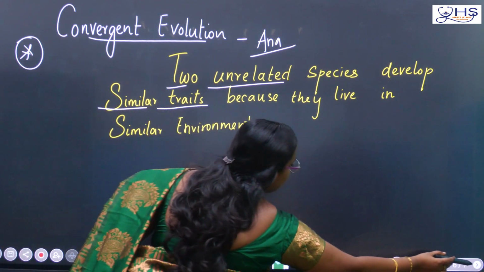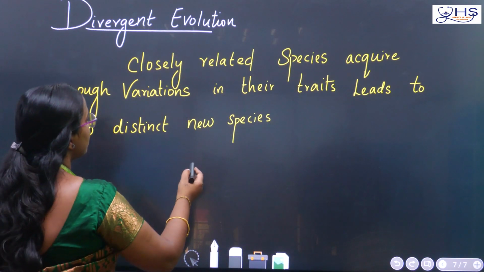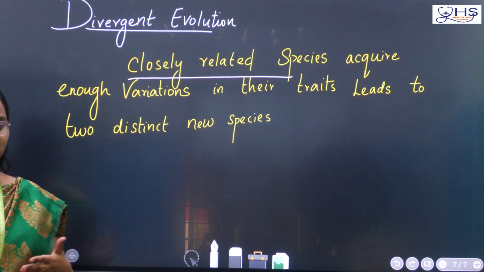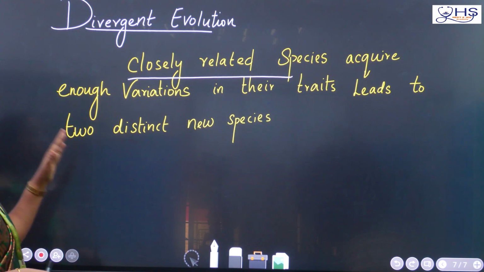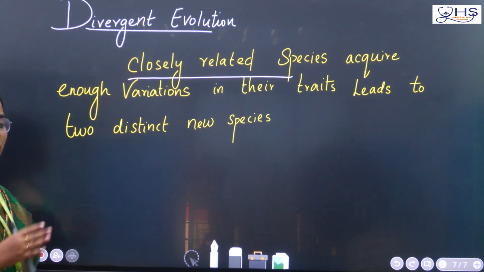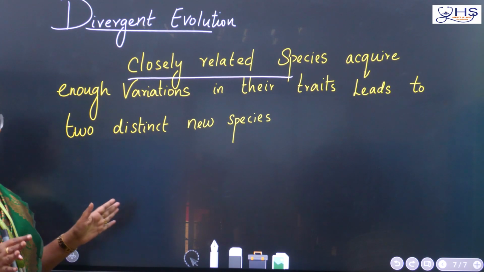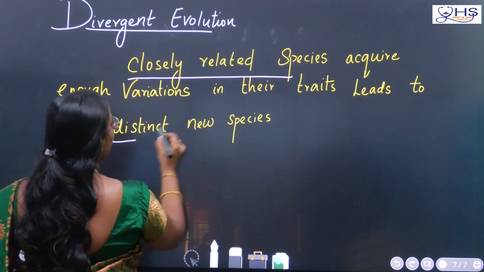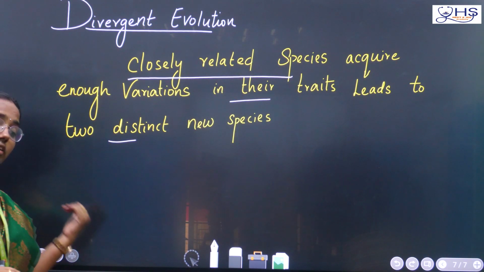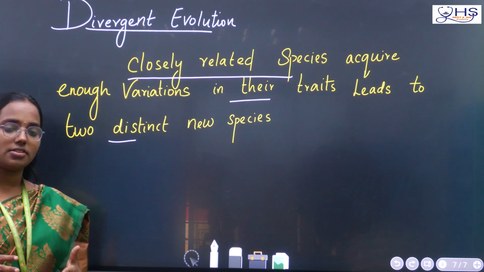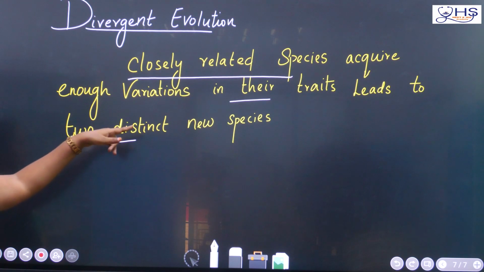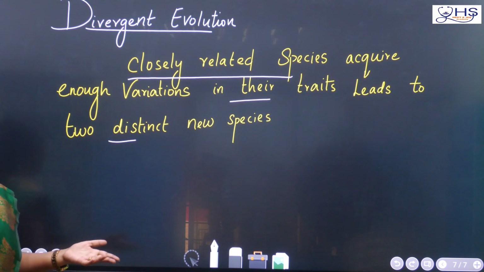Next, what is divergent evolution? Divergent evolution is when closely related species, close relatives to each other, acquire variations. They are going to be different from each other because they are moving to different places. In the different places, they are going to develop different characters. In case of convergent evolution, they are developing similar characters. In case of divergent evolution, they are going to develop different characters according to their environment.